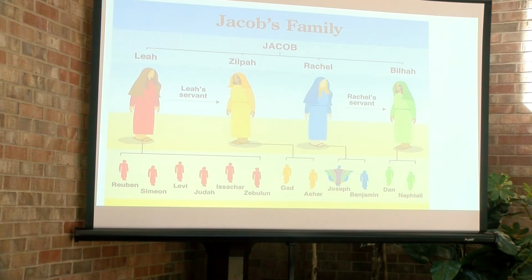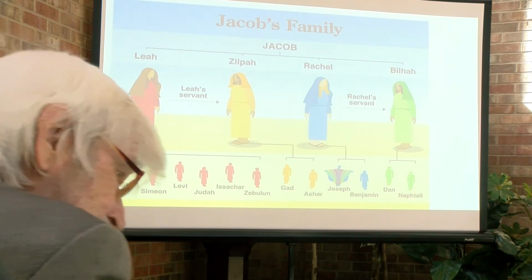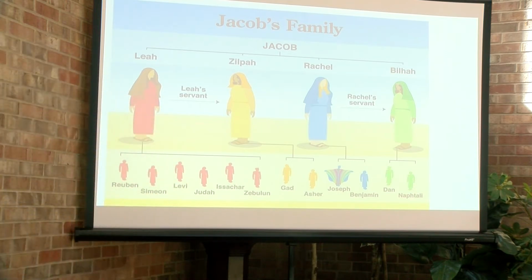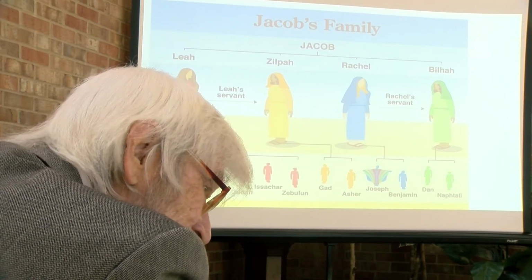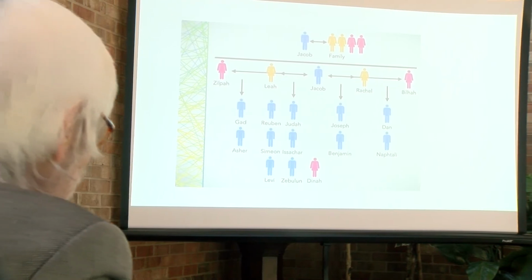On the other hand, Gad and Asher are children from Zilpah. Bilhah gives Dan and Naphtali. All of a sudden what happened, no, it didn't happen all of a sudden, after about 20 years or so, Jacob finds himself with a rather sizable family, but he is still working for Laban. He is still working for Laban, and he realizes he should do something on his own.